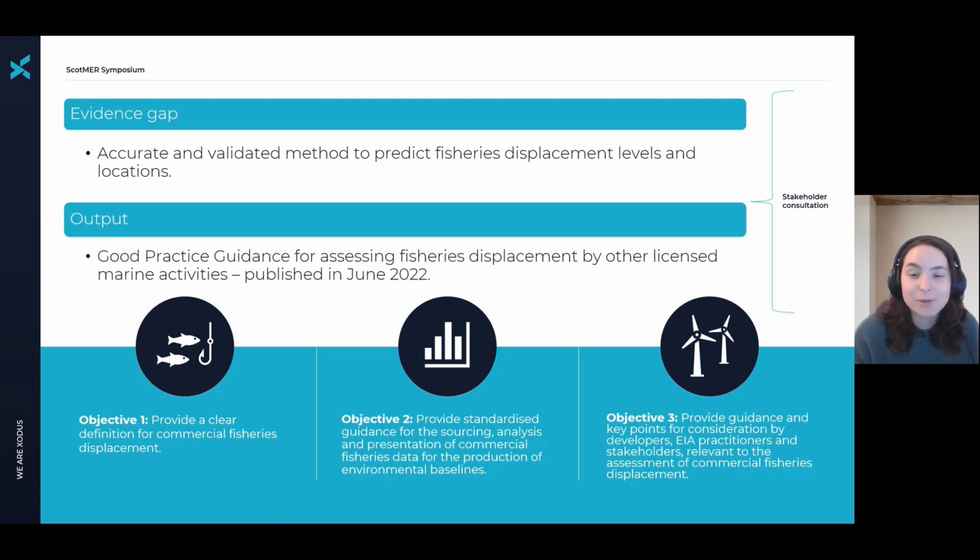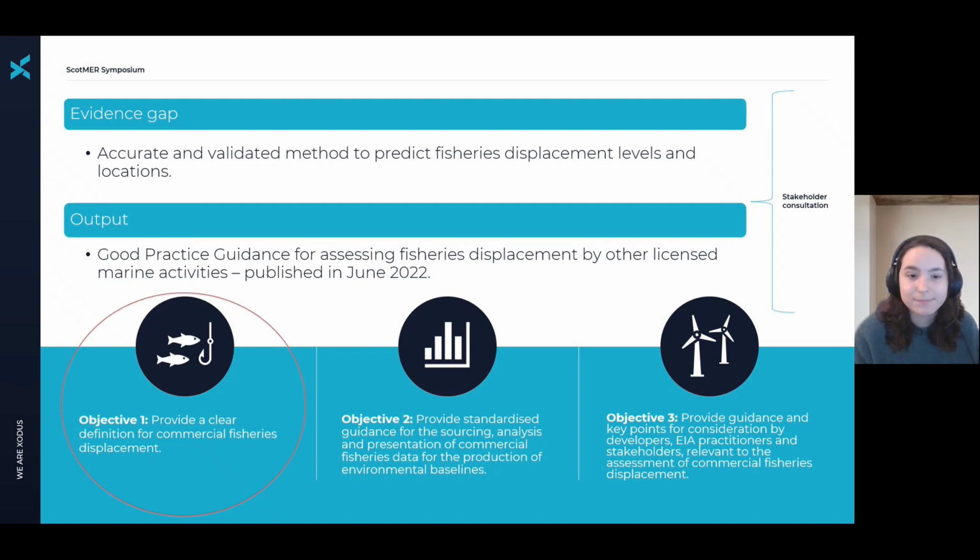The good practice guidance and an associated literature review were produced to help address this gap by providing a standardised approach for assessing commercial fisheries displacement within an environmental impact assessment. And I've just listed the 3 objectives of the guidance on the screen there, and I'm going to go through how each of these were achieved.